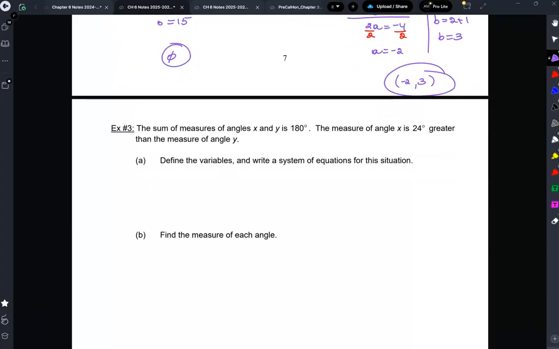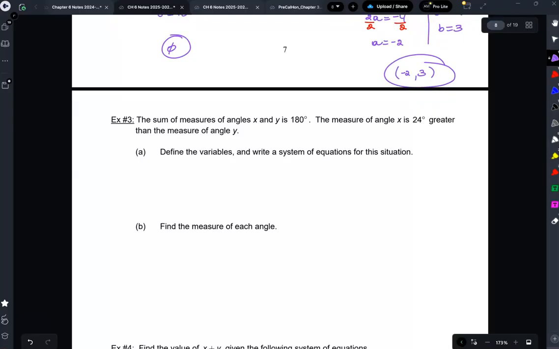The sum of the measures of angles x and y is 180. The measure of angle x is 24 degrees greater than the measure of angle y. Two equations now. Determine the variables and write a system of equations for this situation. So, I have 2 angles, x and y, and their sum is 180. That gives me one equation, right? If the sum of x and y is 180, then x plus y is 180.